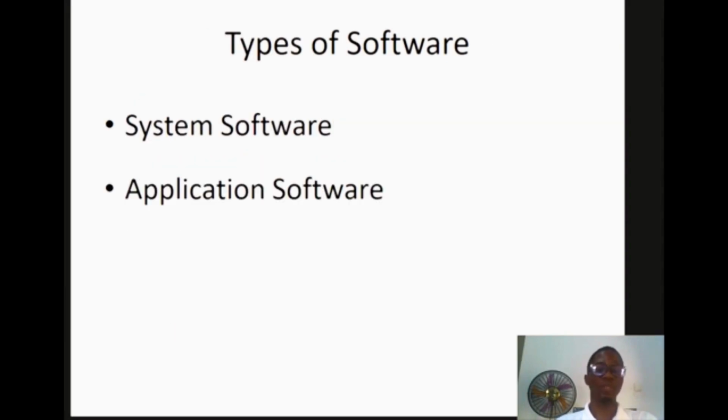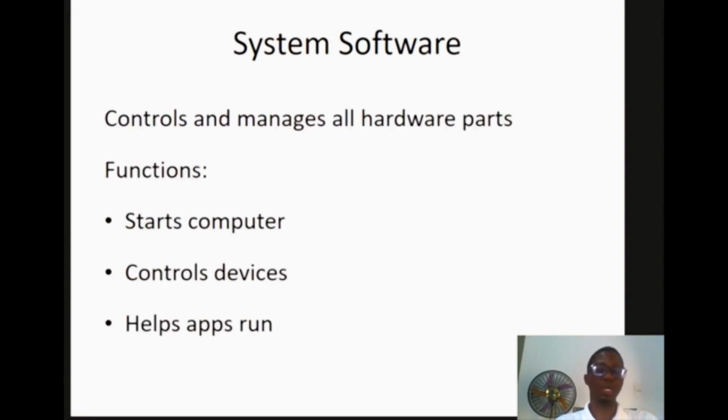Now we have types of software. We have the system software and the application software. Let's look at the definition. What is system software? Your system software controls and manages all hardware parts. The functions are, number one, it starts the computer, it controls devices, and it helps apps run. So basically, your system software are the software that interact with your hardware. And one of the examples of your system software is your operating system, your OS.